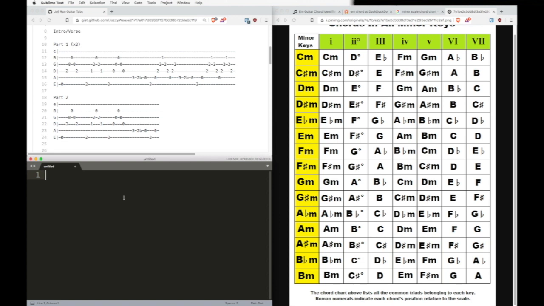So we can write those down. First one's E minor, then the B7, and then a G, and then he goes into the A minor.